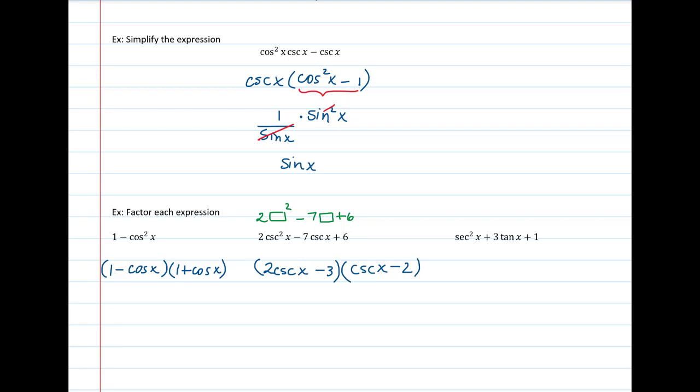Again, you should be able to factor any trinomial from algebra because we're going to identify those patterns here.